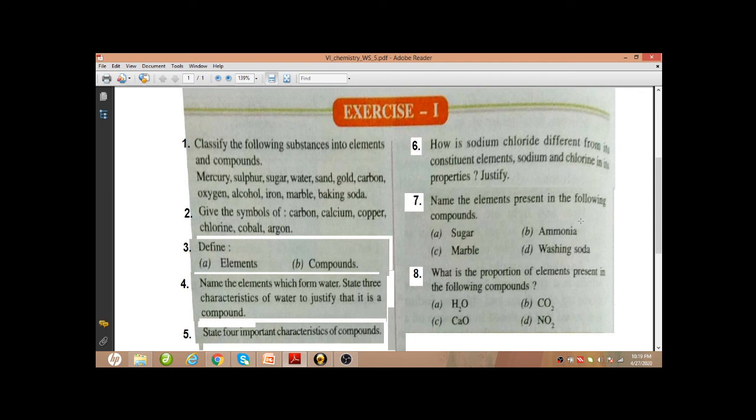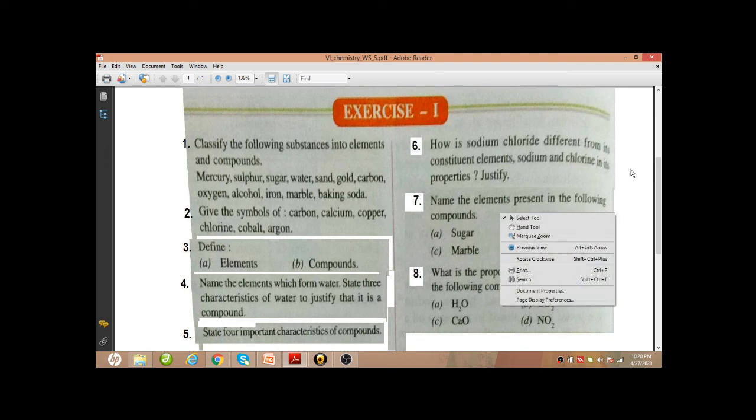Next, name the elements present in the following compounds. Sugar, in sugar we will have carbon, oxygen and hydrogen. In ammonia we will have nitrogen and hydrogen. NH3 is the formula. In marble, this is calcium carbonate, so calcium, carbon and oxygen are the elements present. Washing soda, this is sodium carbonate, so sodium, carbon and oxygen. The formula is Na2CO3.10H2O, so there will be hydrogen as well. So sodium, carbon, oxygen along with hydrogen.